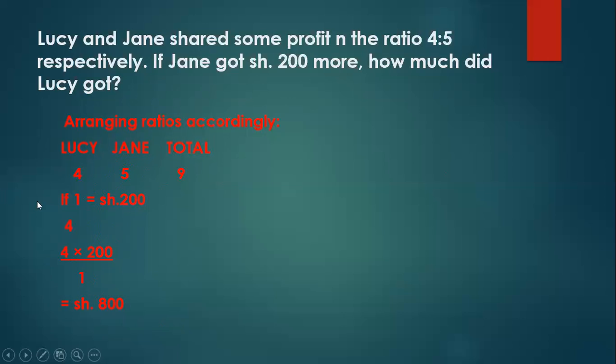But then if I ask you, how much did they share altogether? You will say, what about 9? And then you cross multiply. As easy as that. So if you cross multiply this one, it is 4 times 200 over 1, which is equal to 800 Kenyan shillings.